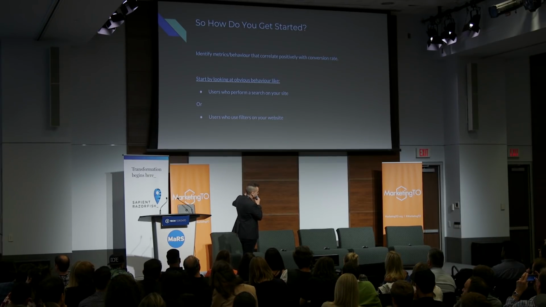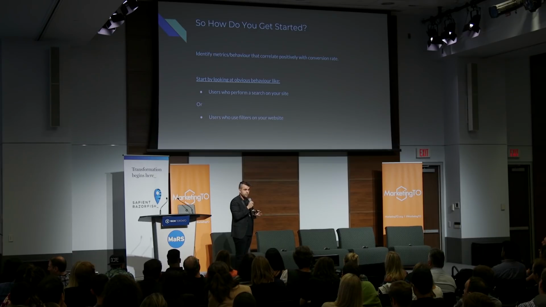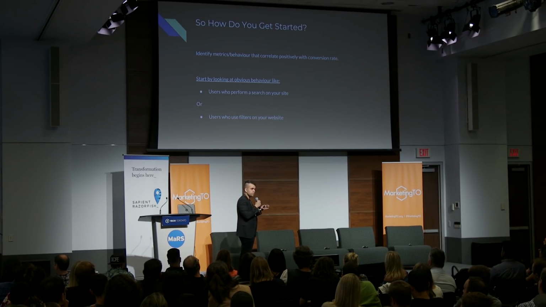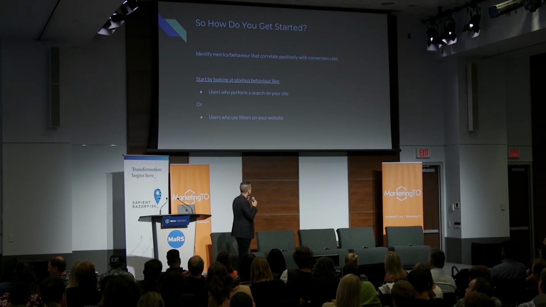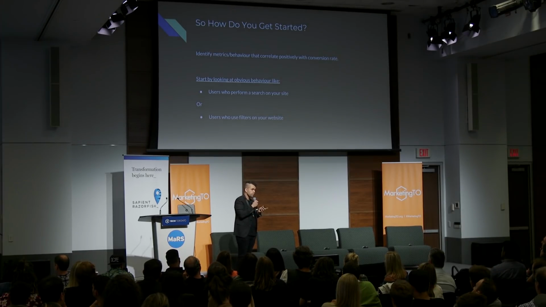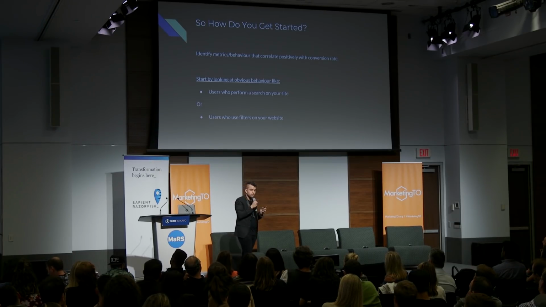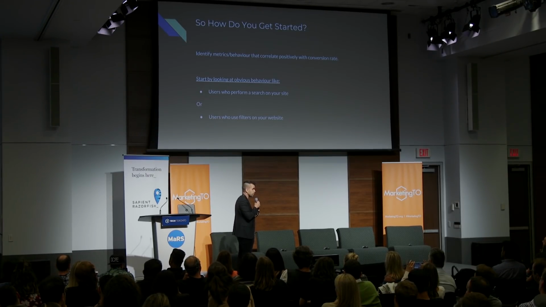That's what I was talking about with Airbnb: you want to look for metrics or behavior that correlate positively with conversion. There are more nerdy ways of doing this, but simple enough. If you have Google Analytics, you can see some of this. I would recommend starting with users who perform a search on your site. If you have a search function, take a look at that. Really good opportunity. And users who use filters, really underrated. People have really bad filter functions on their websites most of the time, and those work really, really well. So take a look at users who do that. You'll see something, I'm pretty sure.